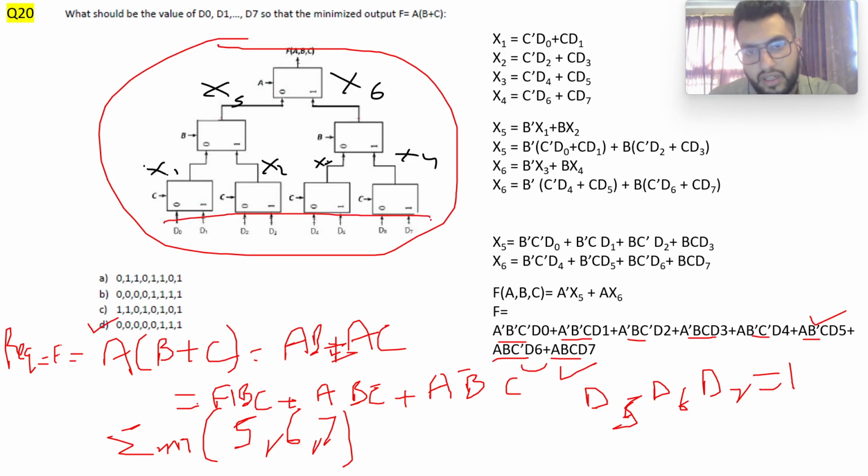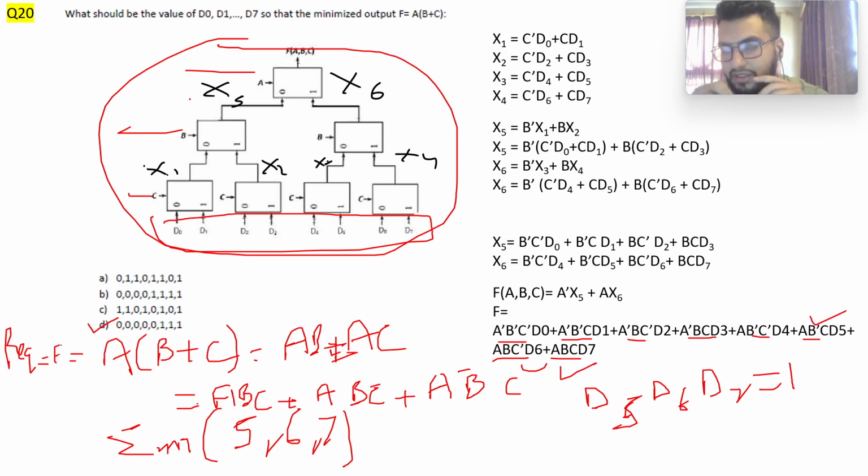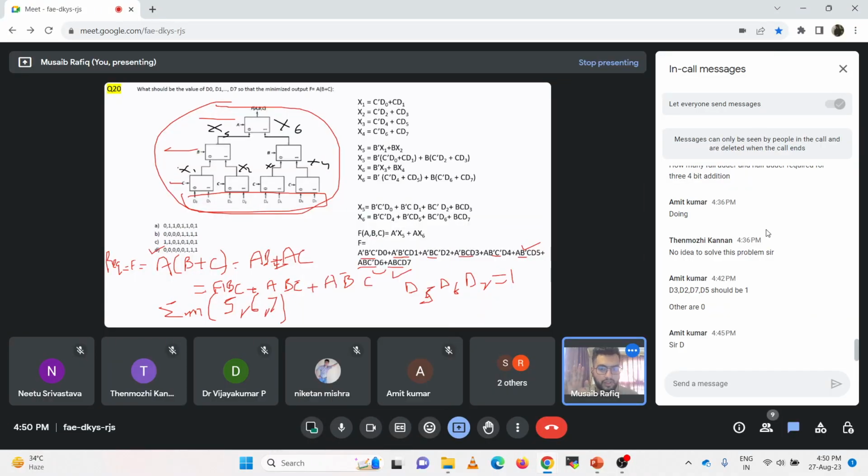These are your inputs to the 8-to-1 mux. These are your three select lines. So you just need to implement the function sum of minterms 5, 6, 7 using an 8-to-1 mux. You can implement it by having inputs 5, 6, 7 connected to 1 and all other data inputs connected to 0. So did you get it?